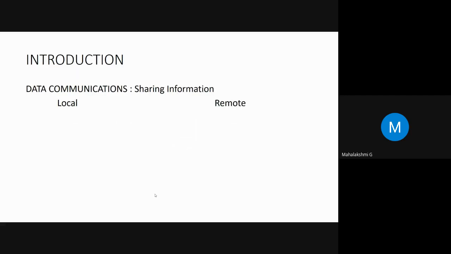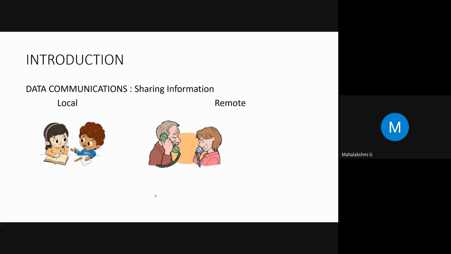So here, what is data communication? When we communicate, we share information. The sharing can be local or remote. Between individuals, local communication usually occurs face to face, that is, when we are talking directly to each other in the same location. Whereas remote communication takes place over a distance. Either we talk through a telephone or we watch television, we call it remote communication.